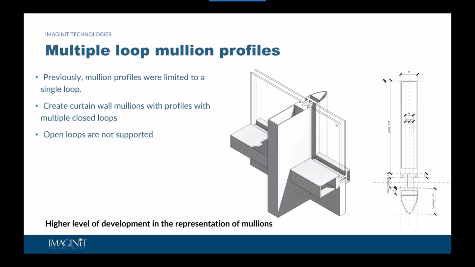Another new feature is for curtain walls in Revit 2025. Now, curtain wall mullions can use profiles with multiple loops. For example, they can use profiles with voided profiles. However, one limitation is that mullion profiles cannot accept open loops.